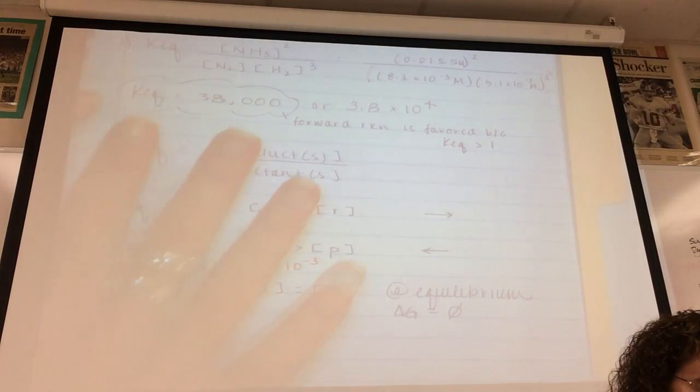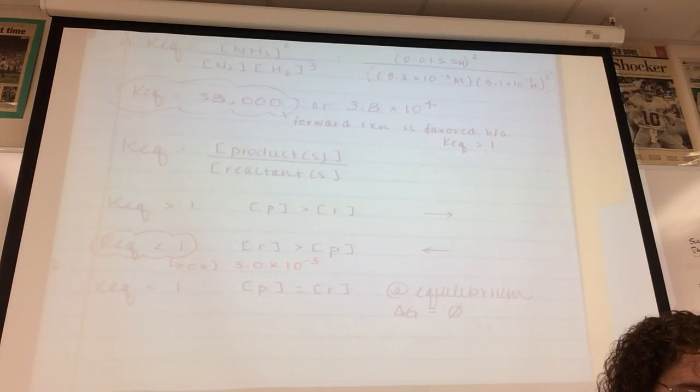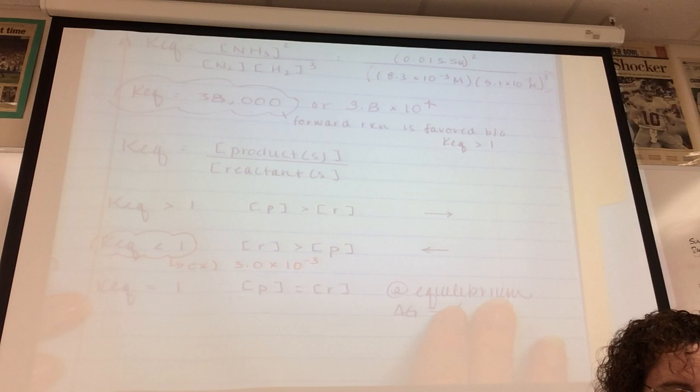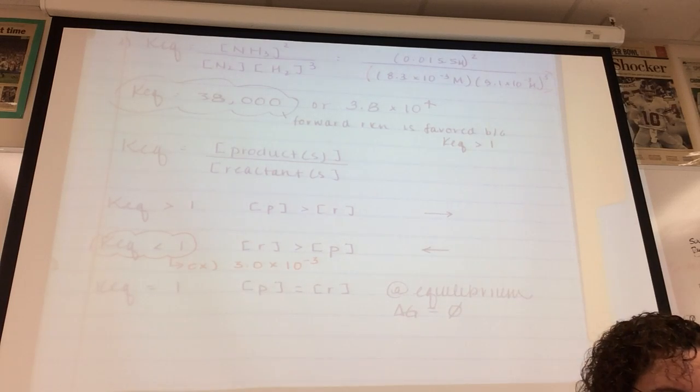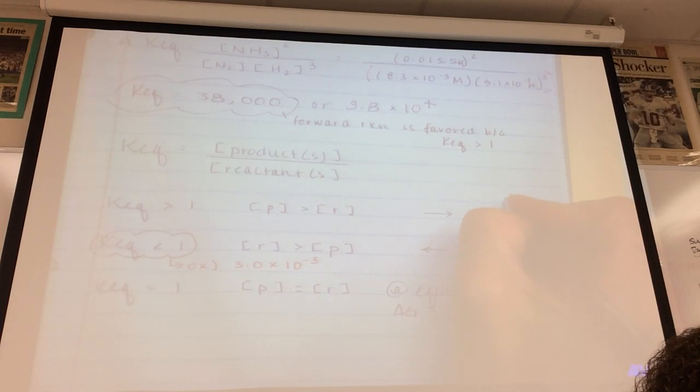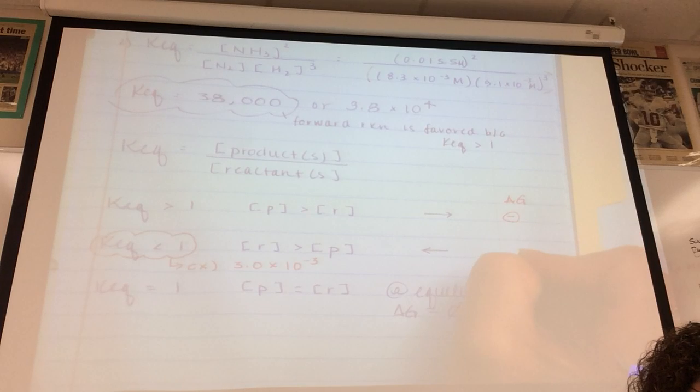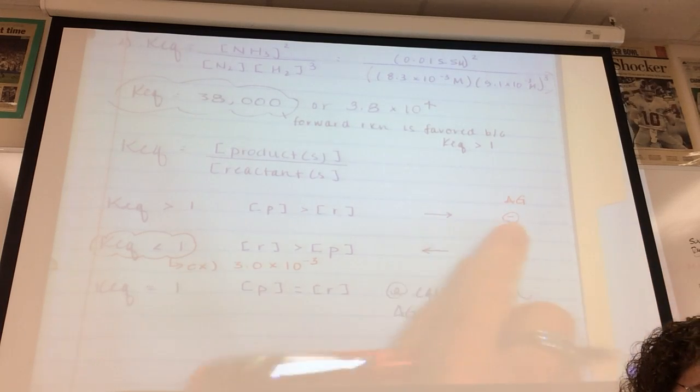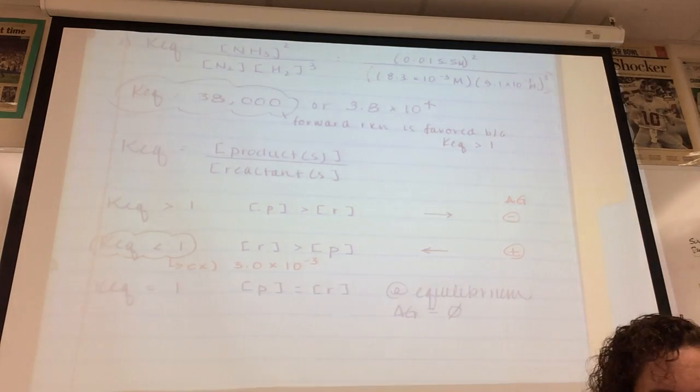All right, so you know how to solve KEQ. When KEQ is greater than 1, the forward reaction is favored. When it's less than 1, the reverse reaction is favored. When it is 1, you're at equilibrium. Delta G would be 0. For the record, you don't need to know this at this level, but delta G then here is negative versus positive for the forward and the reverse, but you don't need to know that at this level.